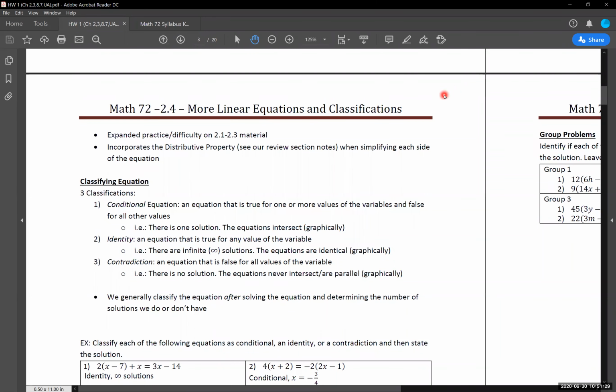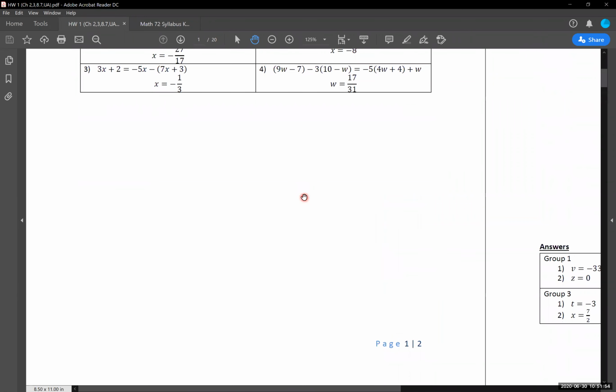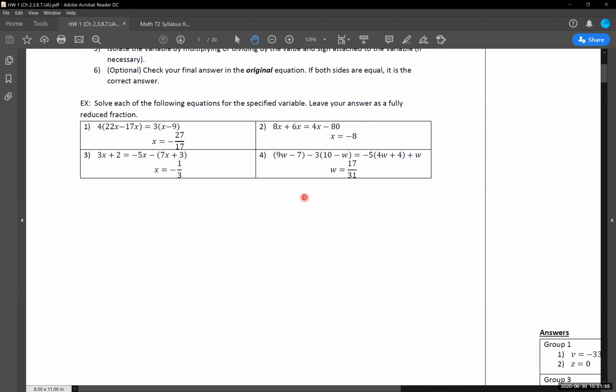Okay, so today we are working with section 2.4, more linear equations, and more specifically, we're working with classifications. Now, for the most part, this section is just expanding on what we worked on in sections 2.1 through 2.3. We didn't actually go through this in any previous recordings, but what this looks like, and I'll scroll up to it, is essentially we are solving linear equations.